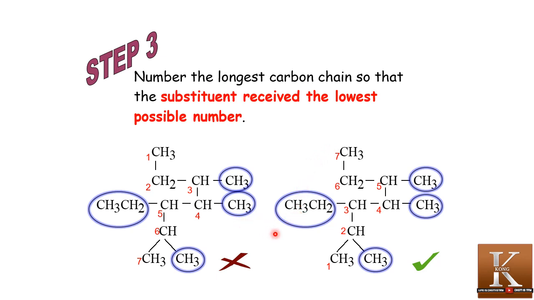Now you have to identify which one should be C1. If you start from here, 1, 2, 3, 4, 5, 6, 7, the substituents would be at 3, 4, 5, and 6. But if you try from this end, it starts from 2, so now the substituents are at 2, 3, 4, 5. So this structure, according to this sequence, has the lower numbers for the substituents.